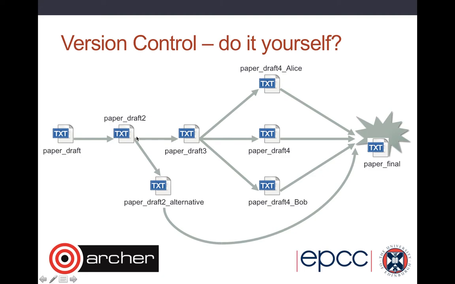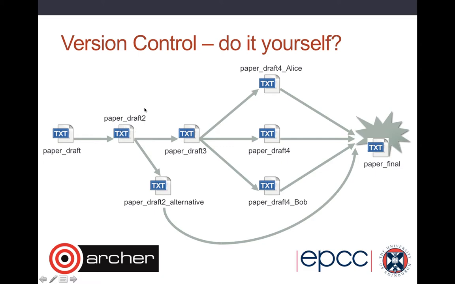Now at that stage, you may decide that one of the sections in your paper or in your report should be quite drastically reformulated. So you create another version of this file, where one of the sections or subsections is completely different. Call that paper draft 2 alternative. Now you're not yet sure whether you're going to actually keep this drastically different formulation, but it seemed like a good idea at the time. So you have already three different versions of this file.